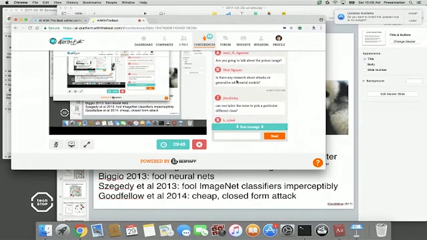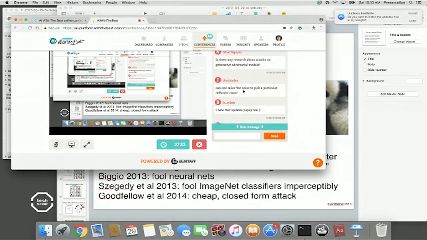Somebody asked if there's any research about attacks on generative adversarial models. There isn't very much published research. There is research on attacks on generative models. Dawn Song, who is also speaking at this conference, had a paper from her group at ICLR where they described how to attack a variational autoencoder. They could make images that the variational autoencoder reconstructs as looking like completely different images. So you could take a handwritten image of the number 2 and it would get reconstructed maybe as a handwritten image of the number 9.